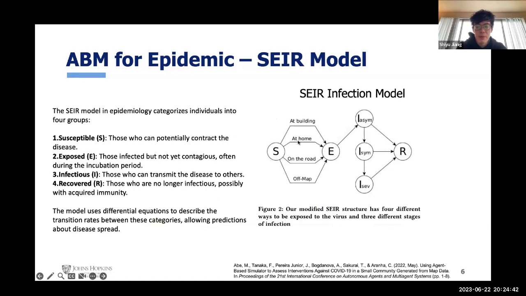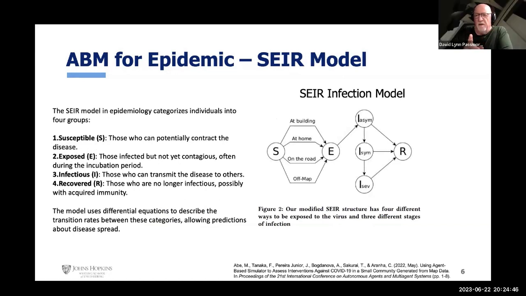Excuse me, Jason, are there individual differences in susceptibility built in, or does everybody have a constant susceptibility? Sorry, can you say that again? Are there variations among individuals in susceptibility, or is susceptibility a constant?